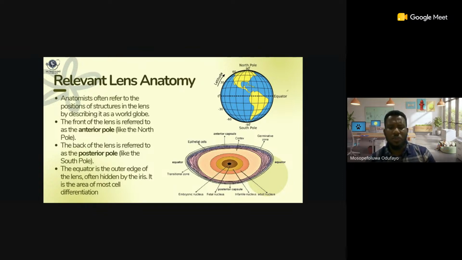Now, I'm really going deep into this, but it's for our benefit. In order to understand where precisely some of this deterioration and loss of transparency takes place, it's very important that we understand the anatomy of the lens.